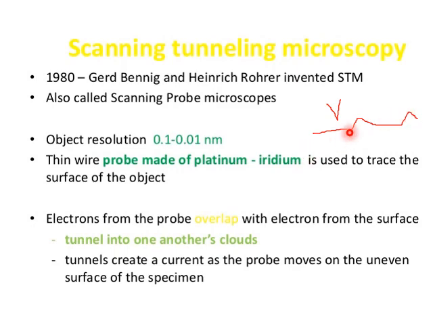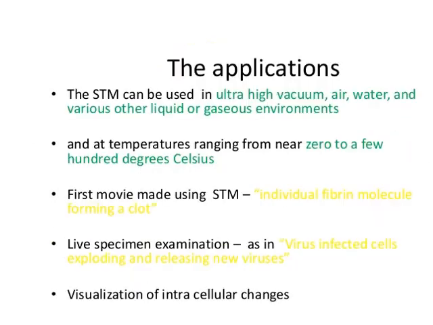So different parts of the material have different distances. For example, here the probe will be closer, and here there will be more distance between the probe and specimen. So at different positions of the sample, a different amount of current will be produced, and on the basis of this current, the image of the sample will be formed.